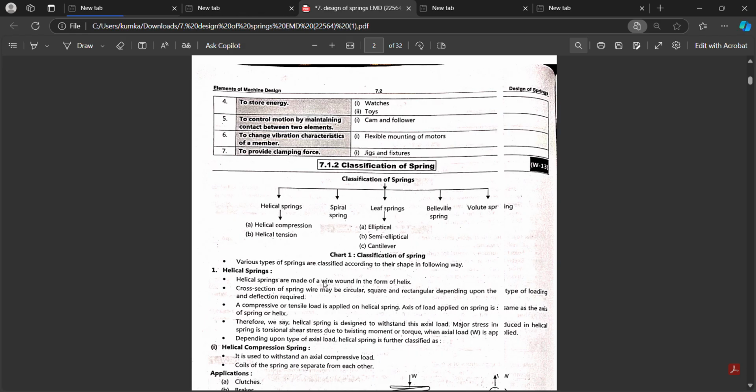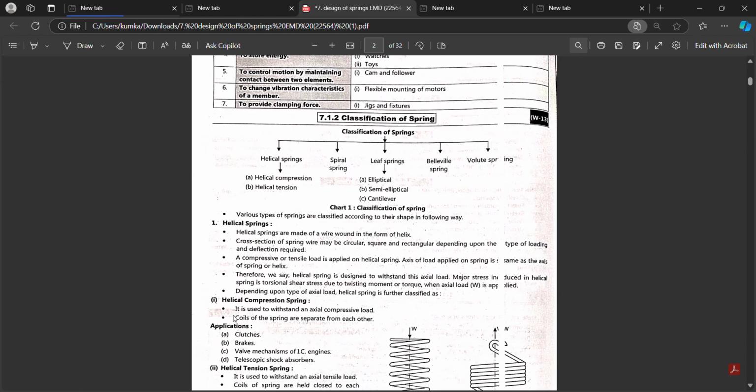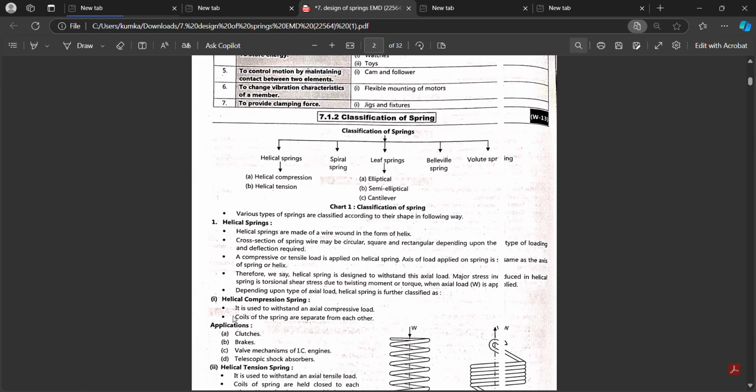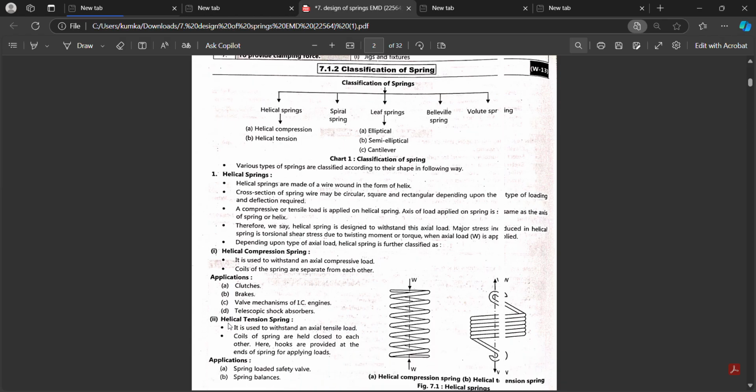Helical spring is made up of wire wound in the form of helix. Cross section of the spring may be circular, square and rectangular depending upon the type of loading and deflection of the wire. The load applied on the spring may be tensile and compressive. If the compressive load is applied on the spring, then it is a helical compression spring, and if the tensile load is applied on the spring, then it is a helical tension spring.